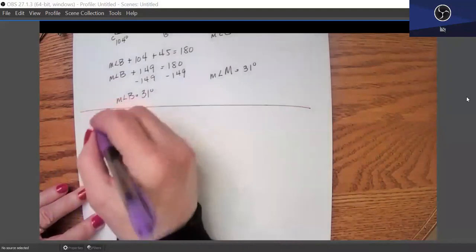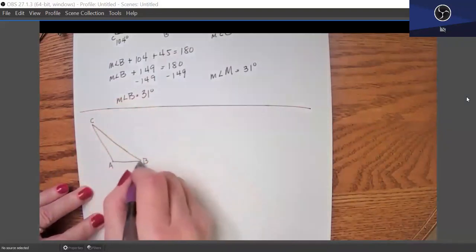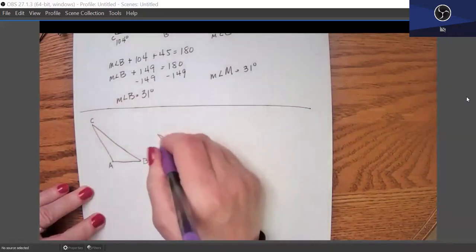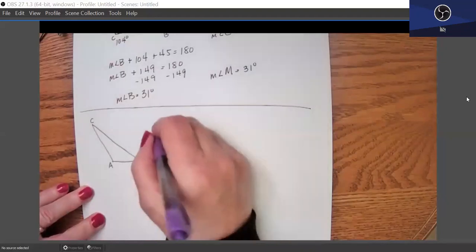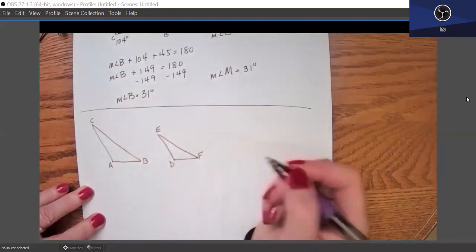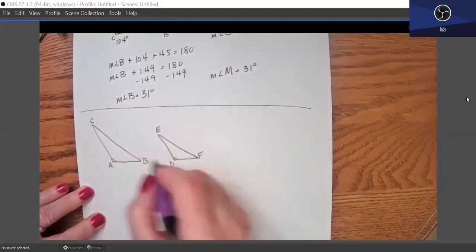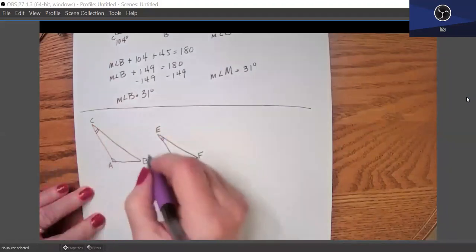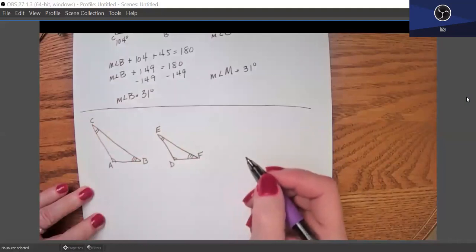A, C, D. And we'll try to draw a similar triangle here. D, E, F. A and D are corresponding. C and E are corresponding. And B and F are corresponding.